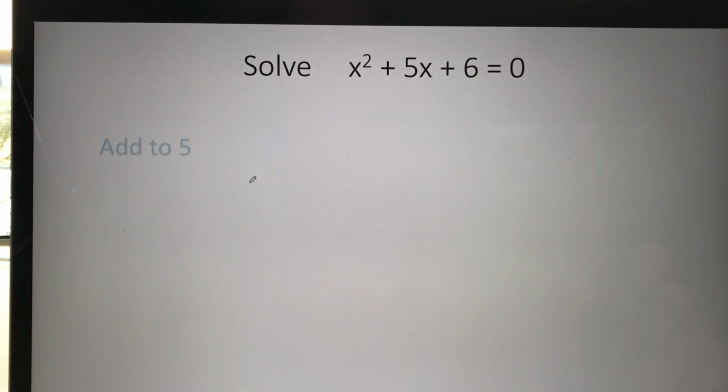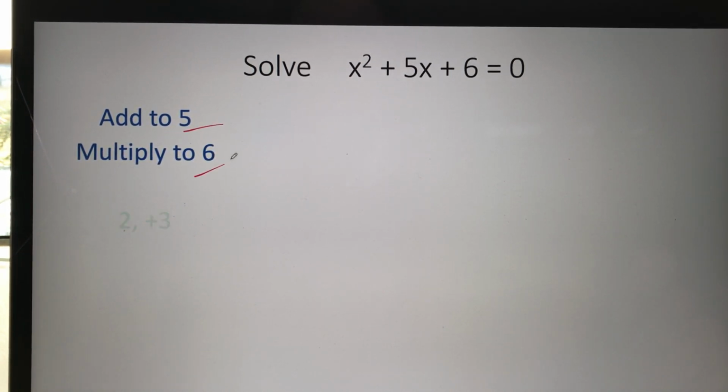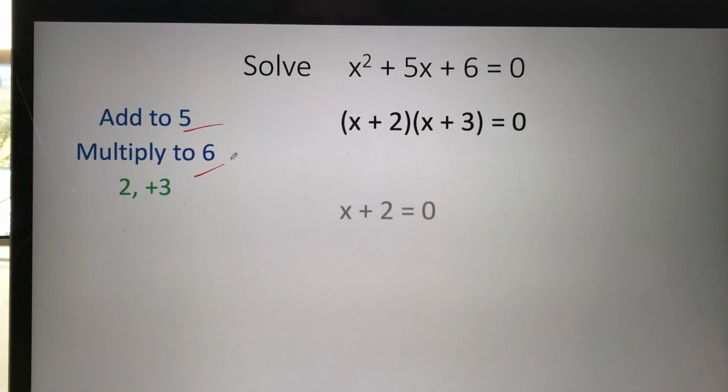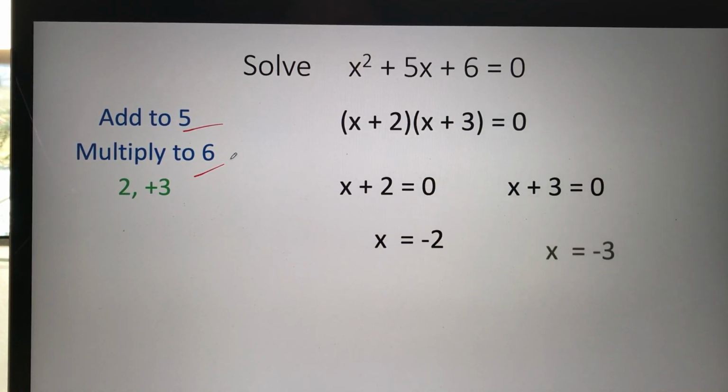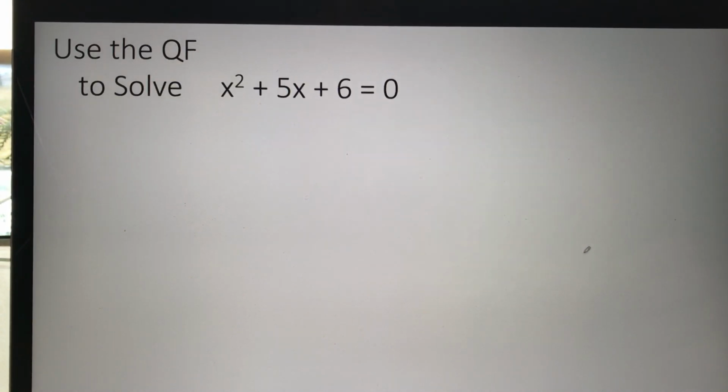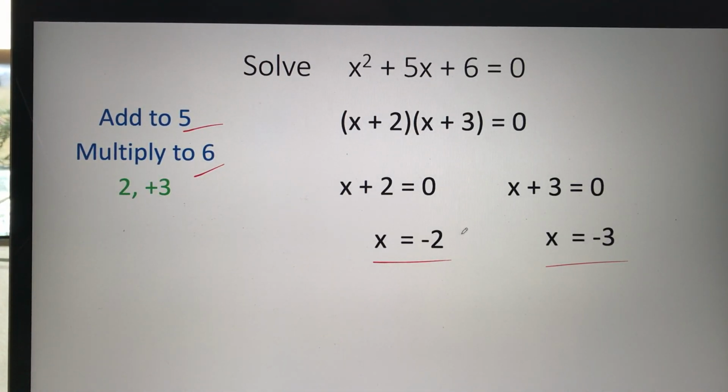So let's try an example here. We're going to solve this quadratic. We know we can factor this, so we're just quickly going to factor it, find two numbers that add to 5 and multiply to 6. The two numbers are 2 and 3. I plug them in, I solve, and my answer would be x equals negative 2, x equals negative 3. So we can solve this one by factoring. But suppose we don't want to factor it. Suppose we want to use the quadratic formula. Okay, just to remind ourselves, the answer is negative 2, negative 3.